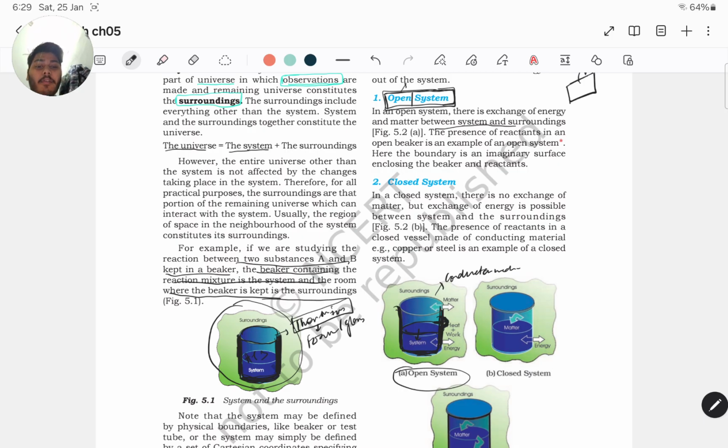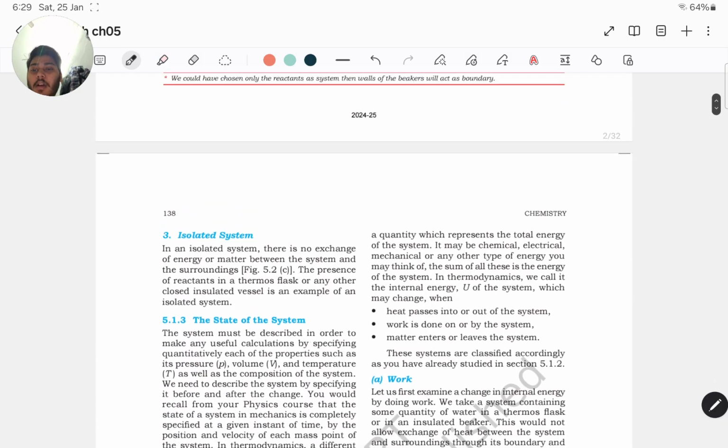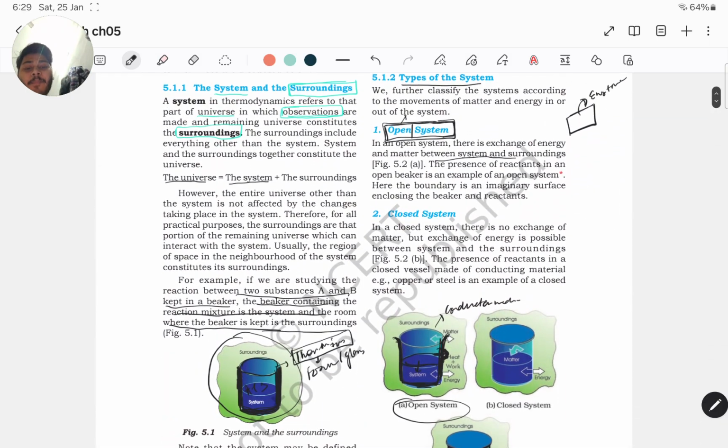Okay, if there are non-conducting boundaries there, then heat will not transfer. That we are discussing in our other isolated and closed system. Okay, so there is a crisp twist there.